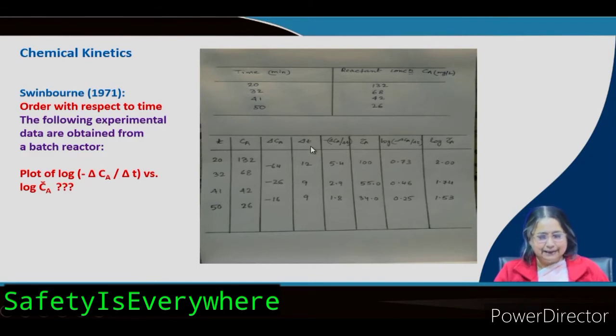Then delta T is the difference of this one, the difference of this one, the difference of this one. So, that is why it is written in the middle. Okay. Now, you have delta Ca values and delta T values.